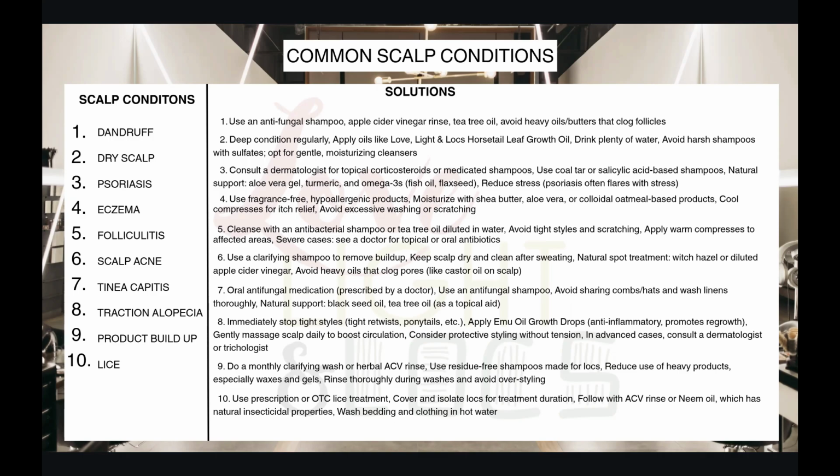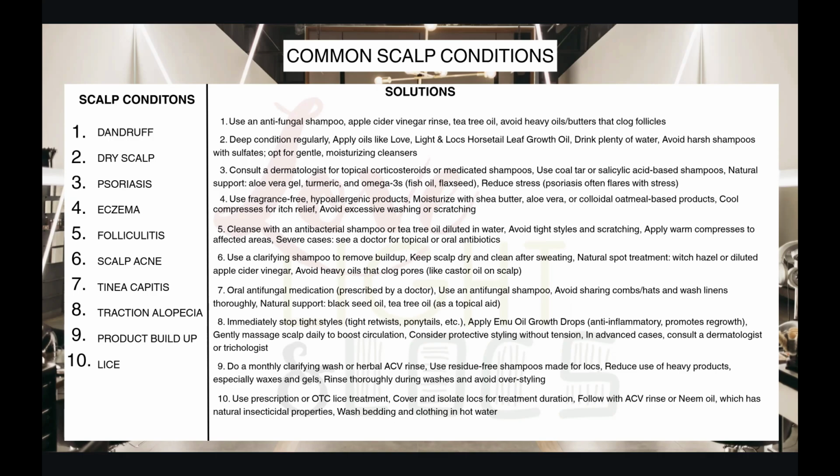Number 9, product buildup. Our solution is to do a monthly clarifying wash or an herbal apple cider vinegar rinse. So I highly recommend that you are washing your hair more than monthly. Twice a month is what I generally do. I wash it more than that in the summertime, but I don't use a clarifying shampoo with each wash because that can be too stripping. I'll alternate with a moisturizing shampoo. So keep that in mind. Just make sure that one of those washes in your month is a clarifying wash.